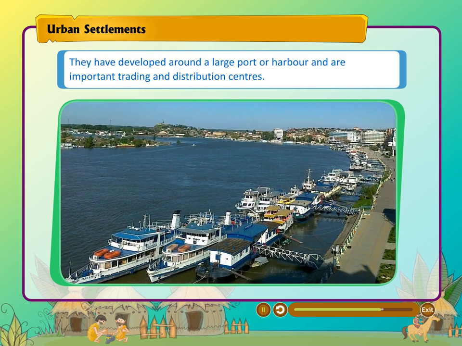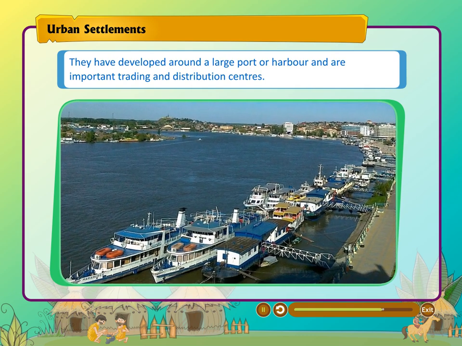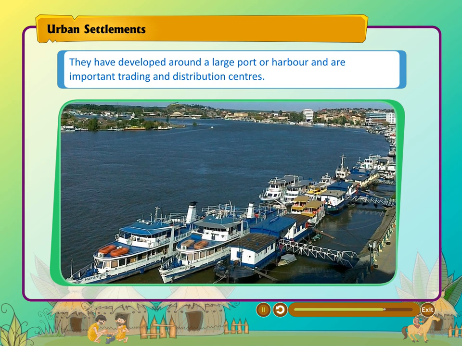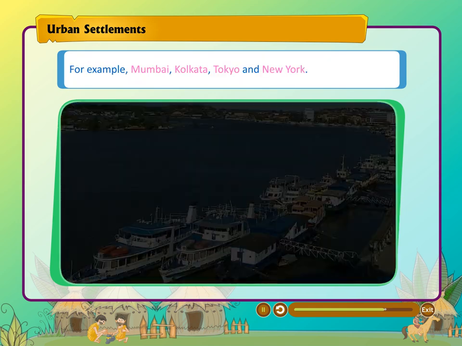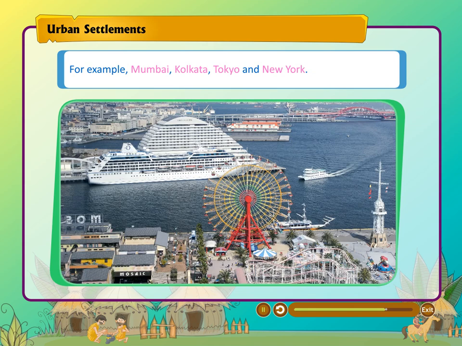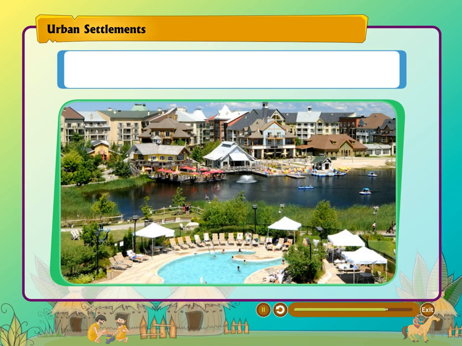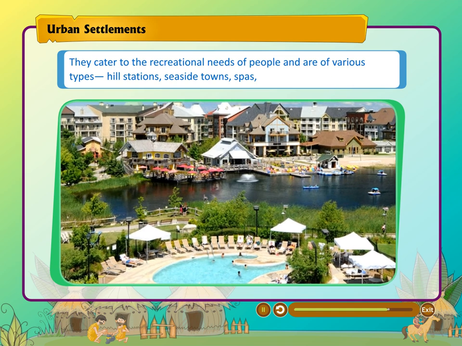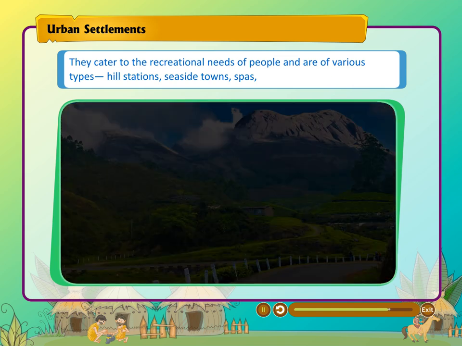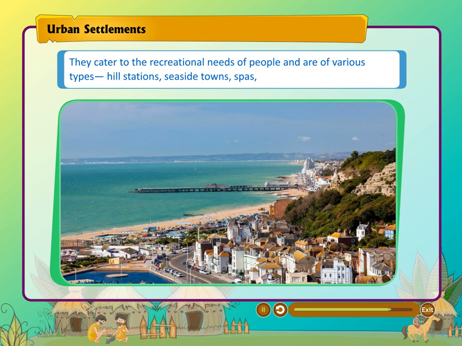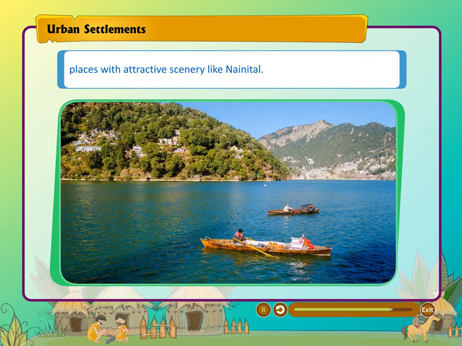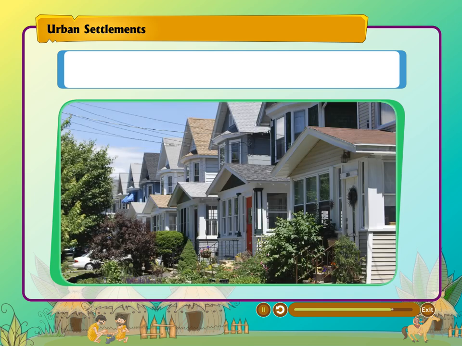Port towns. They have developed around a large port or harbor and are important trading and distributing centers. For example, Mumbai, Kolkata, Tokyo, and New York. Resort towns. They cater to the recreational needs of people and are of various types. Hill stations, seaside towns, spas, places with attractive scenery like Nainital.